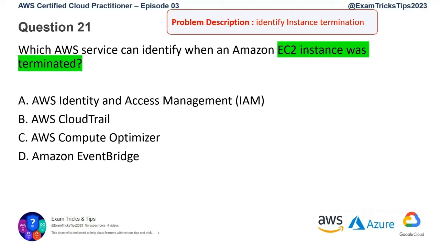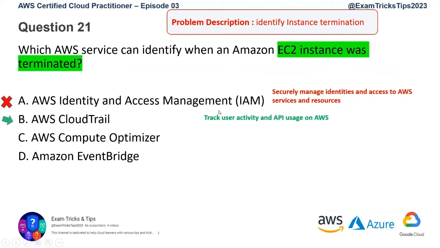Now, IAM securely manages identities and access to the AWS services, but you cannot really use it for identifying if an EC2 instance was terminated. So I think that's a wrong answer. Next up, we have CloudTrail. The sole purpose of CloudTrail is to track the user activities and API usage. So that appears to be the correct answer, but let's go ahead and see what other services are doing. So I'll mark this for now as a correct answer.